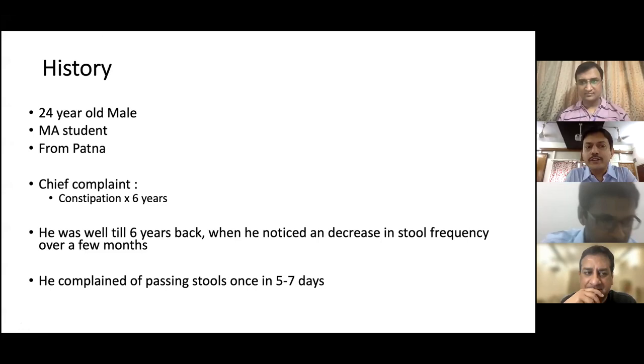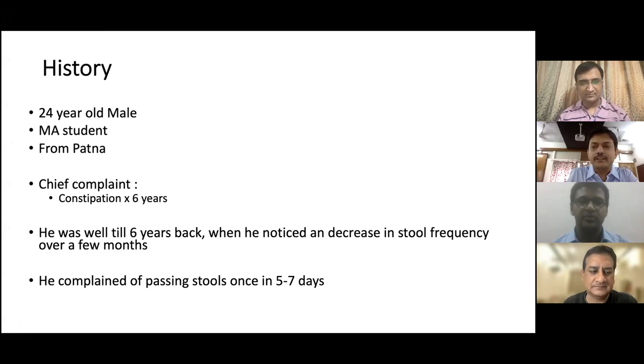Sorry. I'm presenting a 24-year-old male, an MA student from Patna, who complains of constipation for the last 6 years. He was well till 6 years back, when he noticed a decrease in the frequency of his stool over a period of a few months. He complained of passing stools only once in 5 to 7 days.